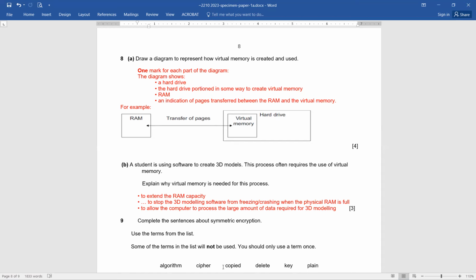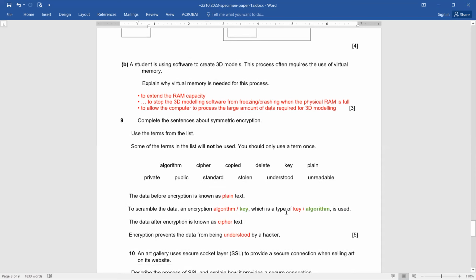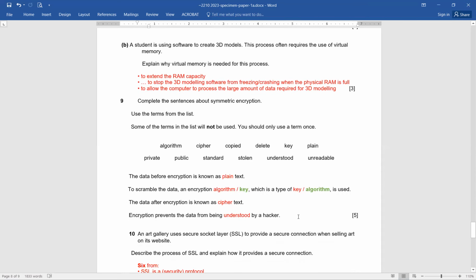Question number 9. Complete the sentences about symmetric encryption. By the way, do we remember symmetric encryption? Use the terms from the list. Some of the terms in the list will not be used. You should only use a term once. So you can see the terms are mentioned here: algorithm, cipher, copy, delete, key, plain, private, public, standard, stolen, understood, unreadable. First sentence: the data before encryption is known as plain text. Very simple. To scramble the data, encryption algorithm, which is a type of key, is used.